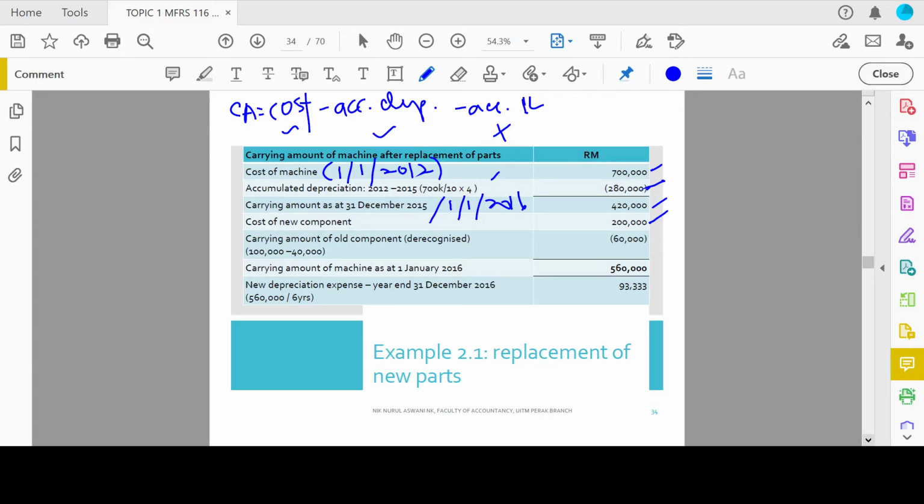So we add. But then we have to de-recognize the old component. When we de-recognize the old component, we de-recognize at carrying amount. So how to find the carrying amount? Again, go back to the formula: cost minus accumulated depreciation minus accumulated impairment loss. We don't have the accumulated impairment loss. So cost is 100,000, given in the question, minus the accumulated depreciation 40,000. So how do we get this 40,000?